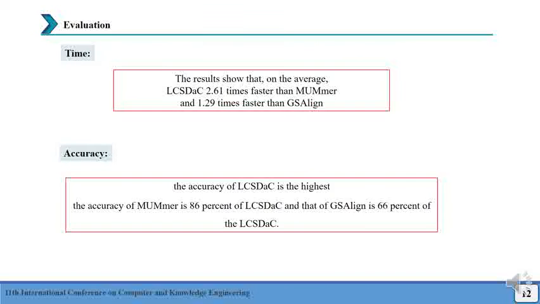The results showed that on average, LCS-DAC is 2.61 times faster than MUMmer and 1.29 times faster than GS-Align. Another major area of comparison is the accuracy of the method. Results show that the method presented in this paper is more accurate than others in all cases. The accuracy of LCS-DAC is the highest. The accuracy of MUMmer is 86% of LCS-DAC and that of GS-Align is 66% of LCS-DAC.